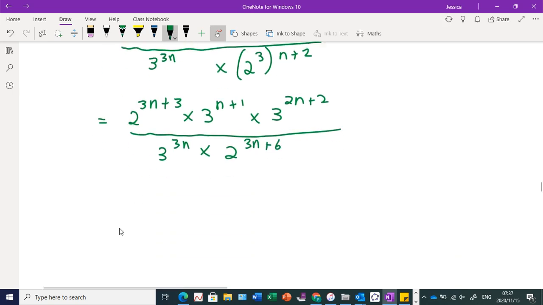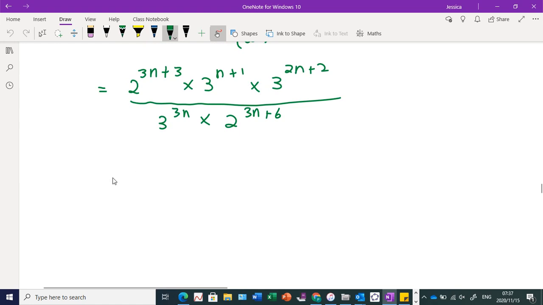Okay, now on the numerator, we've only got 2 to the 3n plus 3, and on the denominator only 2 to the 3n plus 6. So when I divide those two, I'm going to subtract the powers. I've got 3n plus 3, and from that I'm going to take away all of 3n plus 6. I actually get 2 to the minus 3.